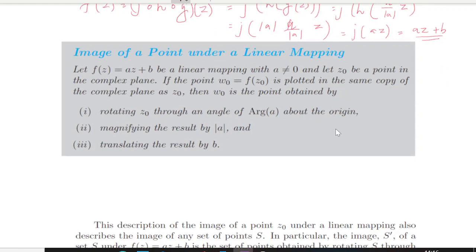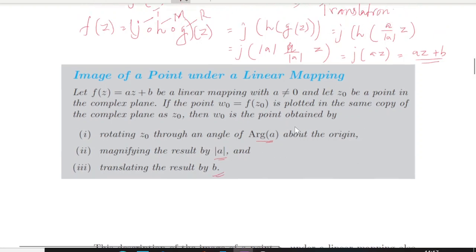So, image of a point under a linear mapping. Let f of z equal to AZ plus B be a linear mapping with A not equal to 0, and let z naught be a point in the complex plane. If the point W naught equal to f of z naught is plotted in the same copy of the complex plane as z naught, then W naught is a point obtained by rotating z naught through an angle of argument of A, then magnifying the result by mod A and translated by B. Am I right? So first rotating z naught through an angle of argument of A.